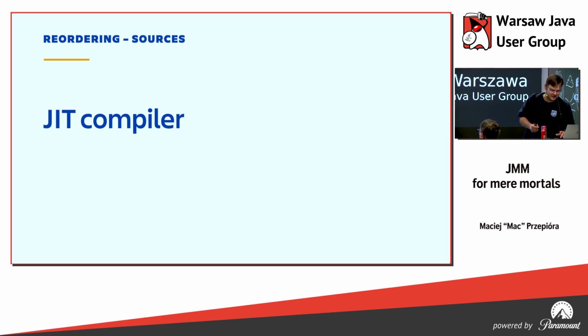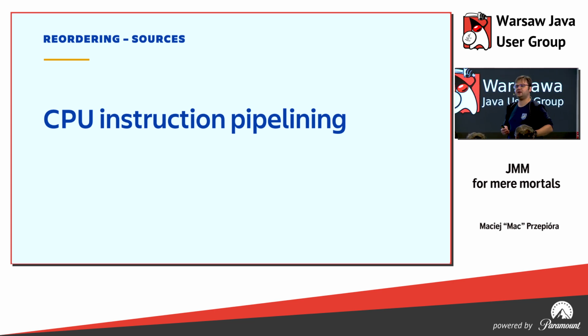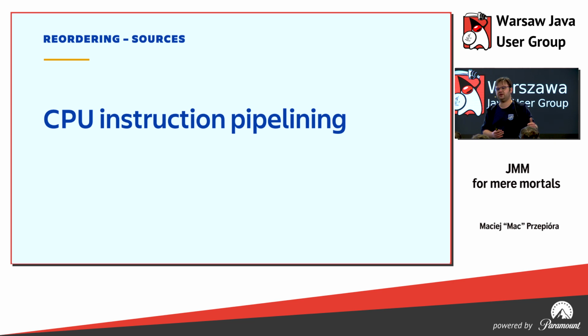And then CPUs can do this as well. So a CPU can take a set of instructions and look at it and think, okay, if I'm going to switch the order a bit here, I'm going to work with it faster, right?